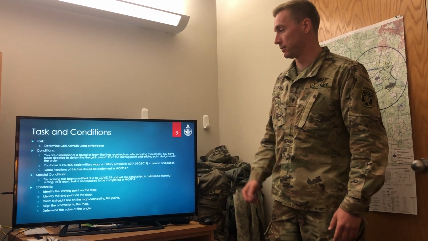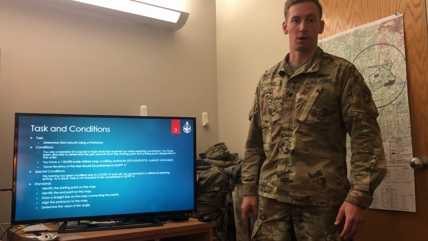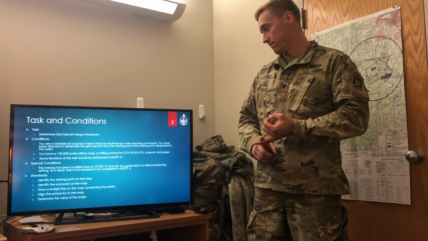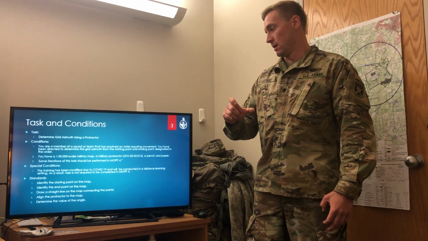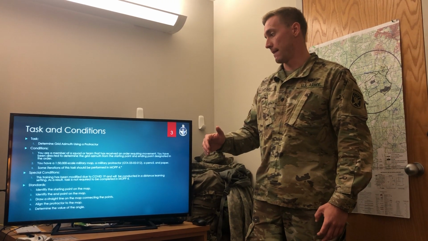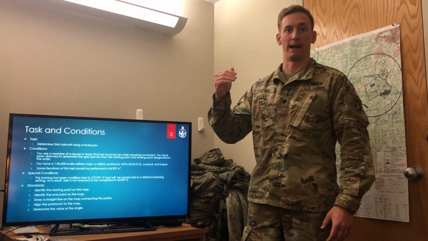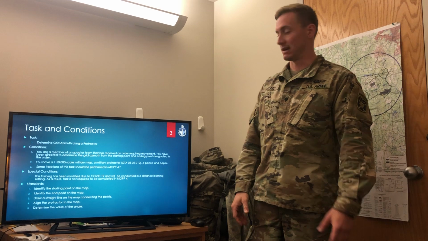The standards to complete the task are as follows. You have to identify the starting point on the map. You have to identify the ending point on the map. You have to draw a straight line on the map between these 2 points. Then you have to align the protractor on the map on that line, and then you're going to measure the angle of the line that you drew with the protractor. If you have any questions about that, just let me know.